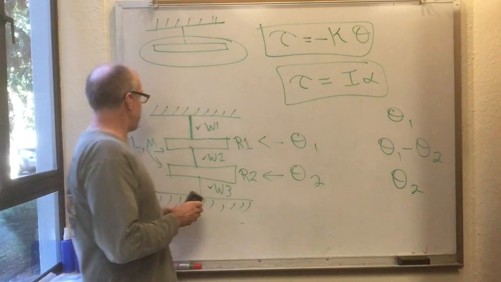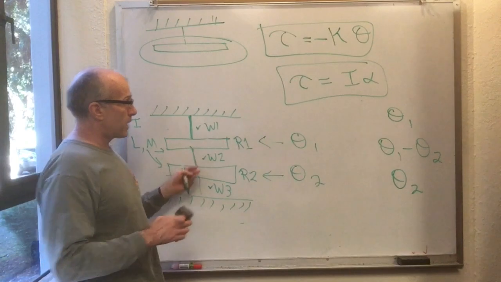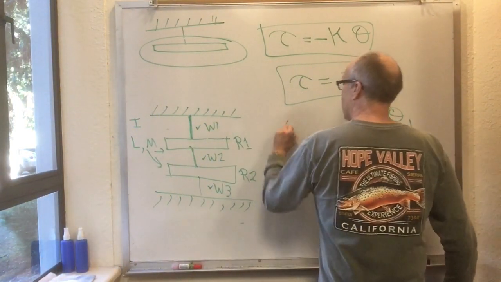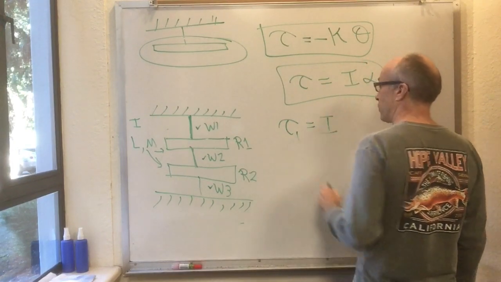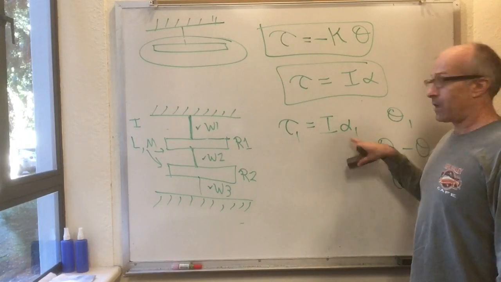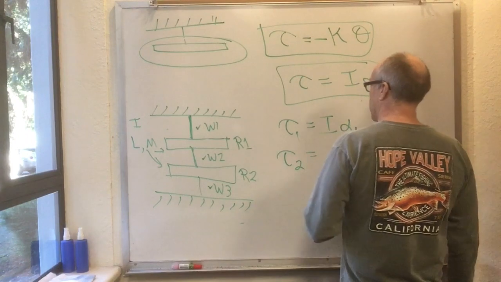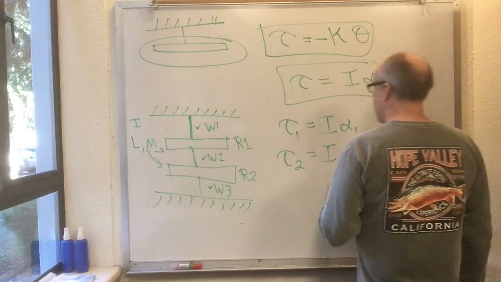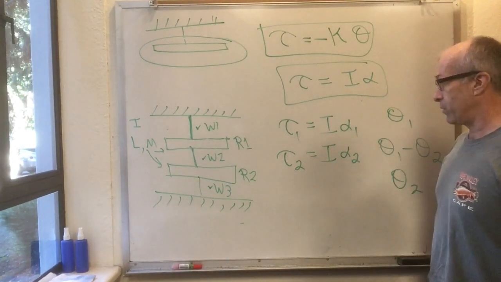Now we're really in position to write down what tau equals I alpha has to say for both of these. So we have the torque on rod 1 is equal to the moment of inertia of rod 1 times the angular acceleration of rod 1. And we have the torque on rod 2 equals the moment of inertia of rod 2, which we're assuming is the same, times the angular acceleration of rod 2.